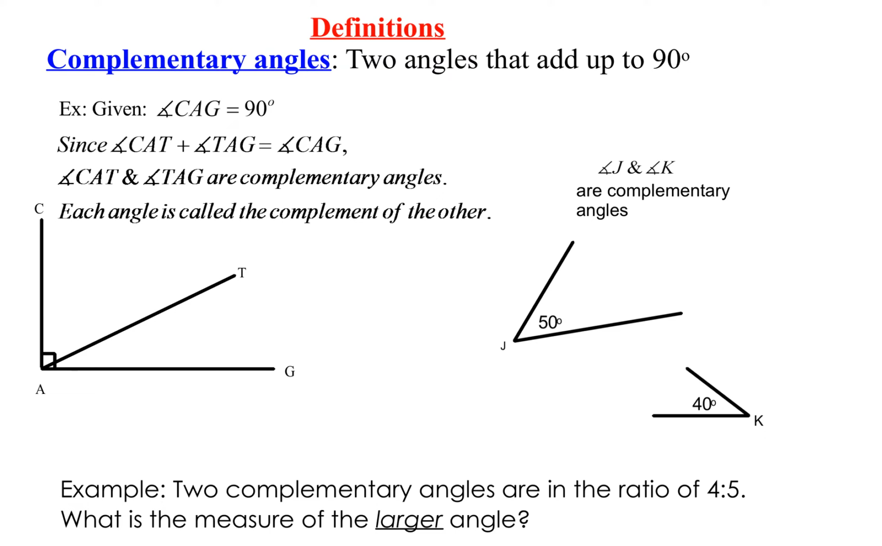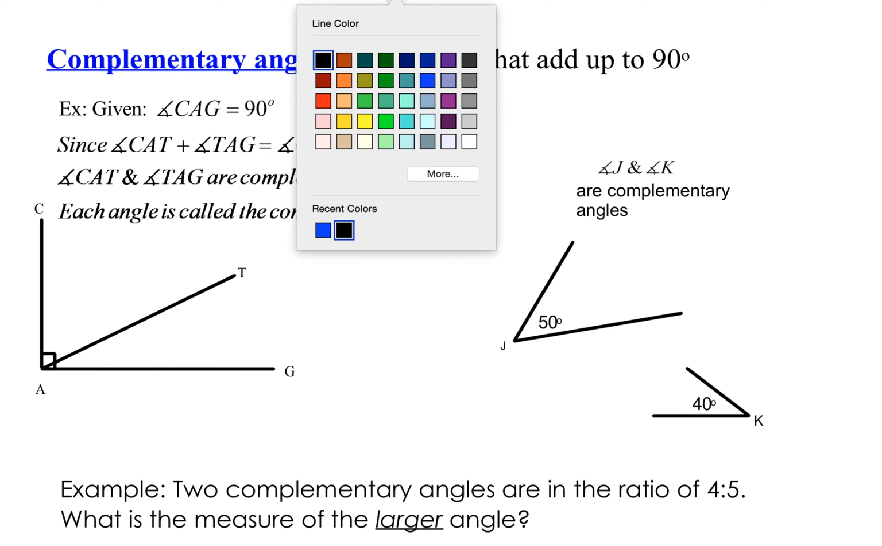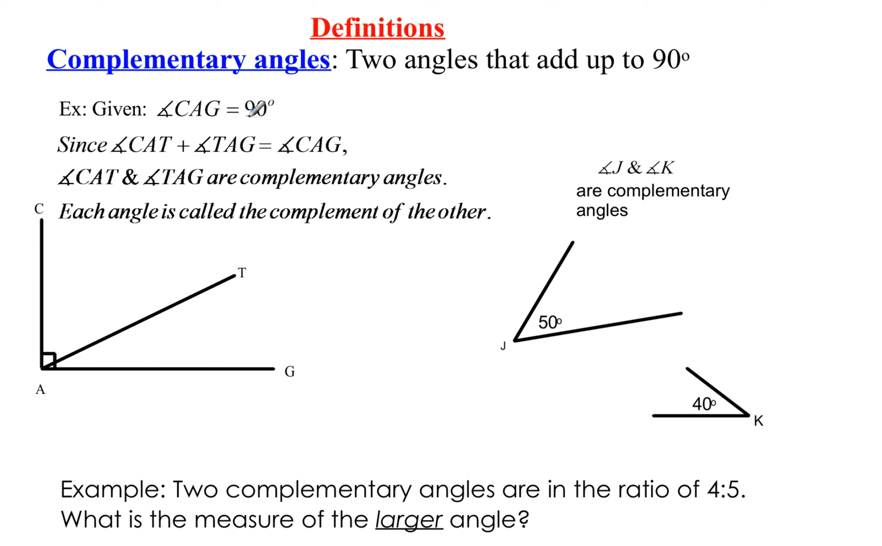So the next angle we're going to be talking about are complementary angles. Complementary angles are two angles that add up to 90 degrees. So let's take this example. Given angle CAG. So angle CAG is this big angle over here. And as you can tell, angle CAG is 90 degrees. I know that because they're telling me that. I also know that because I have this right angle symbol right over there. So it's telling me that that angle is 90 degrees.